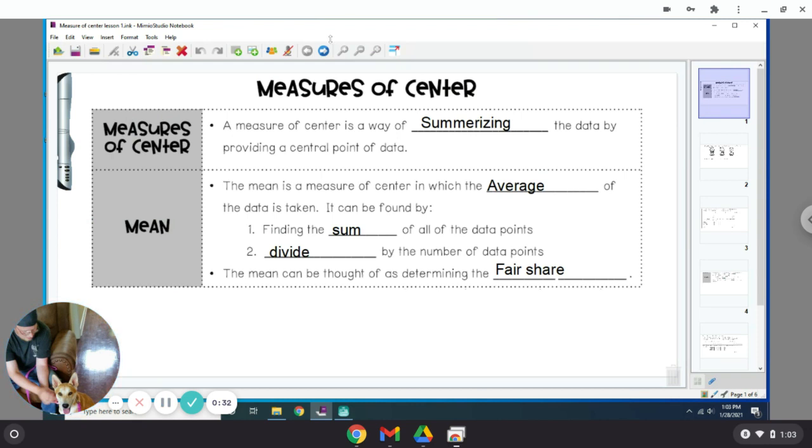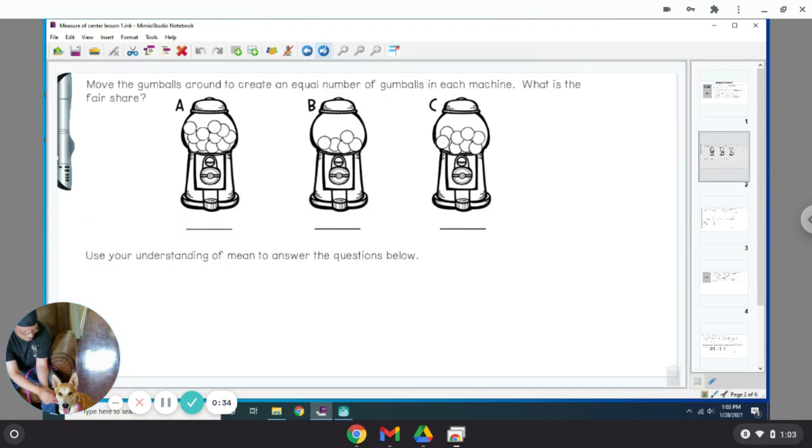Let's explore that. Here is a bunch of gumball machines with different numbers of gumballs, and they want you to create an equal number of gumballs in each machine. To do that, you need to know how many each machine has. There's 1, 2, 3, 4, 5, 6, 7, 8, 9, 10, 11 here. And there's 1, 2, 3, 4, 5. And then there's 1, 2, 3, 4, 5, 6, 7, 8.